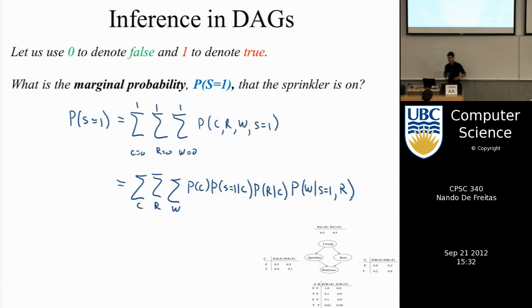This is P of S given C. This guy here is P of R given C. And then this guy, finally, is P of W given R and C. So if I've written my answer in terms of those four guys, I now have all the numbers.